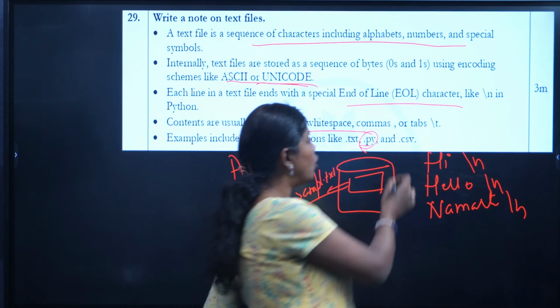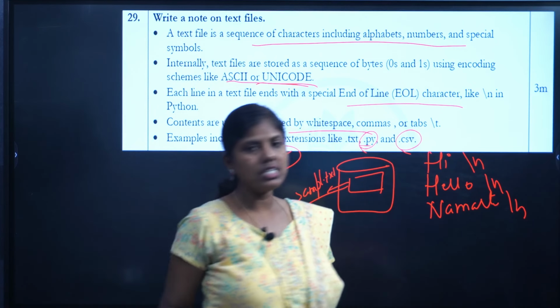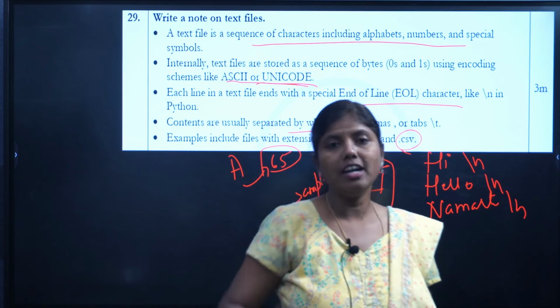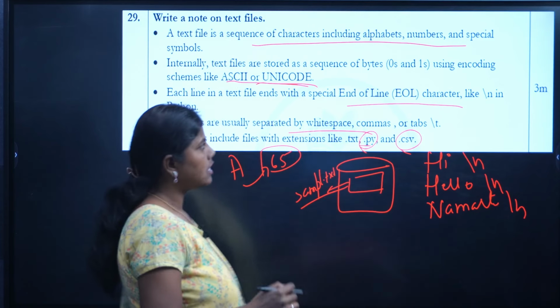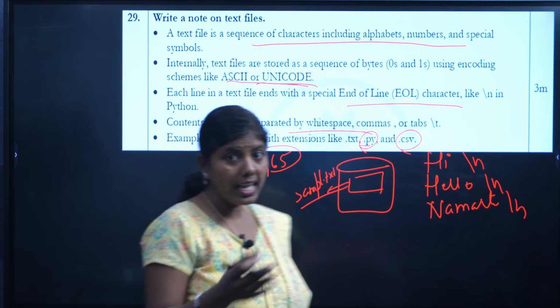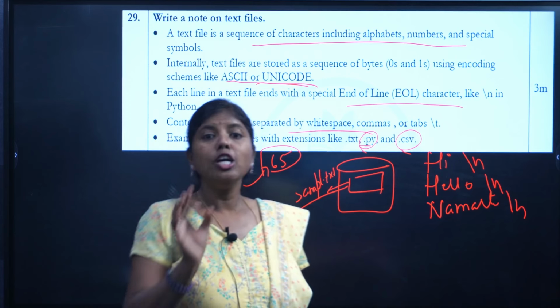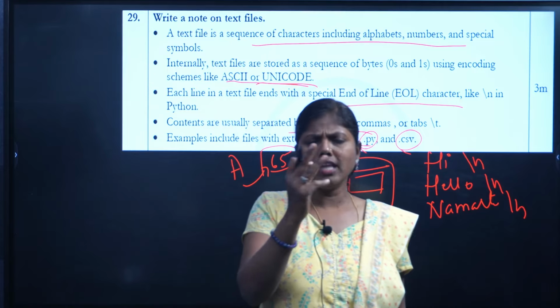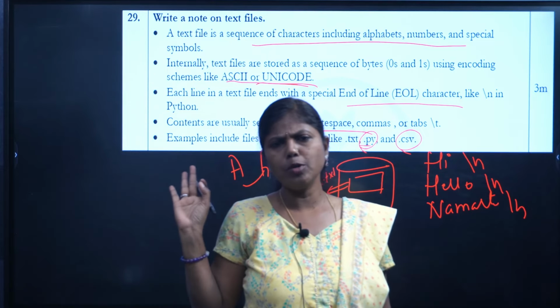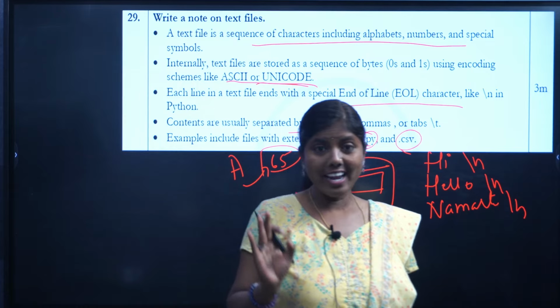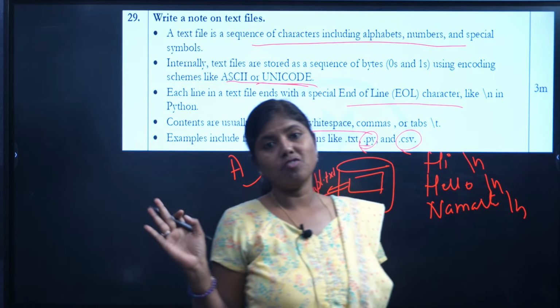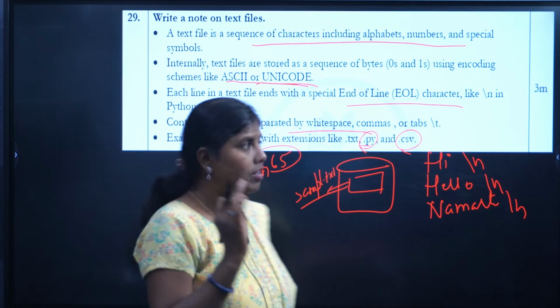Python files. And .csv file. What is this CSV? Comma separated value files. All these things will be considered as a text file only. And how can you open any text file? With the help of any notepad, any text editor, you will be able to open it. But a binary file, you need a separate application for that. Clear? We'll go to the next slide.